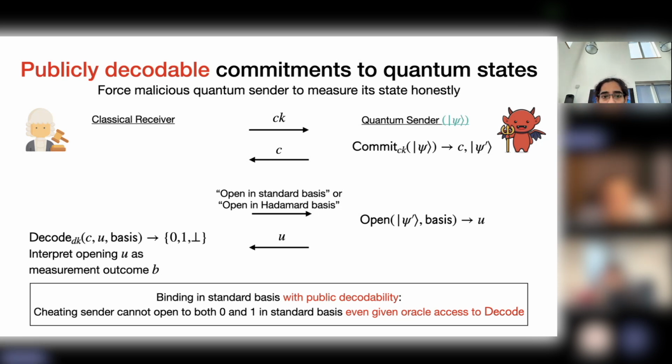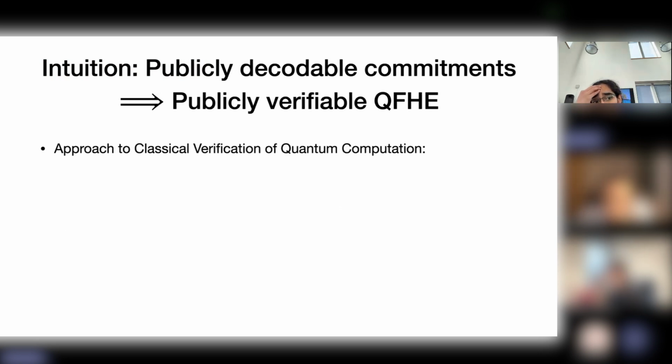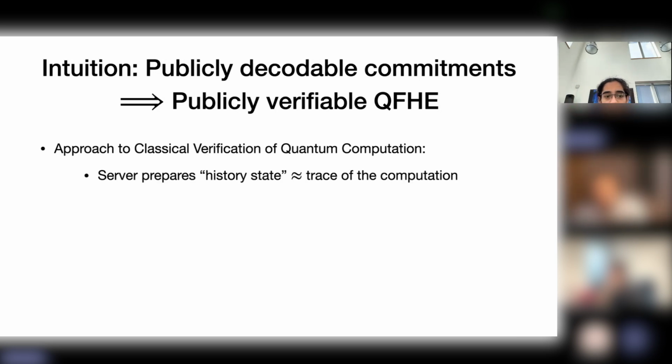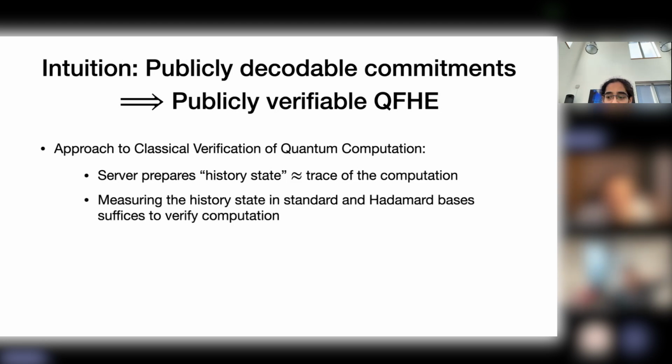Yeah, okay. So why does this commitment scheme imply publicly verifiable QFHE? Well, as I was vaguely alluding to earlier, the approach to classical verification of quantum computation is usually as follows. The server prepares a history state, which you should think of as the traceable computation. And then measuring the history state in the standard and Hadamard bases suffices to verify that you actually did the computation correctly.